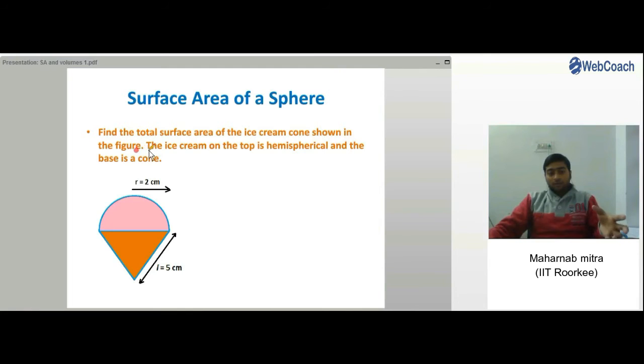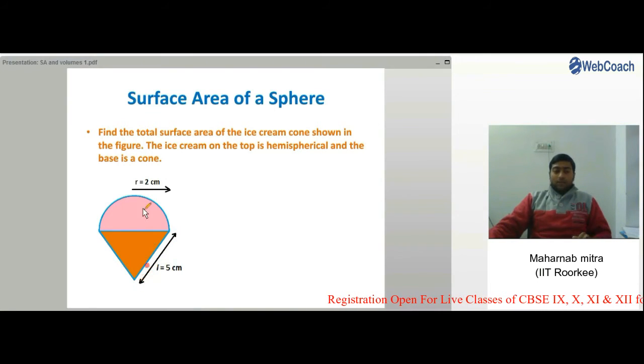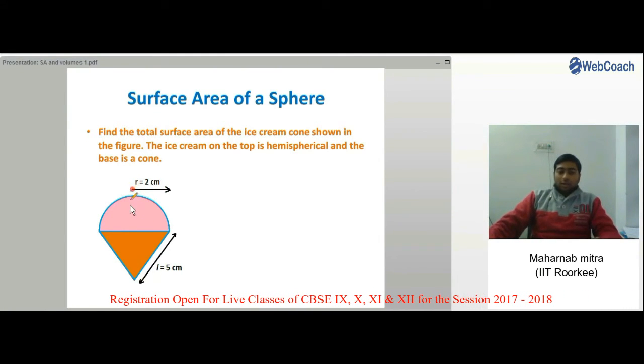So find the total surface area of the ice cream cone shown in the figure. The ice cream on the top is hemispherical and the base is a cone, right? Obviously the base should be a cone, or why would it be called an ice cream cone? So now you can see the top portion is hemispherical, or it is half of a sphere, and the base is a cone, right? A circular cone. And we are given the lateral height also for the cone and the radius of the hemisphere.